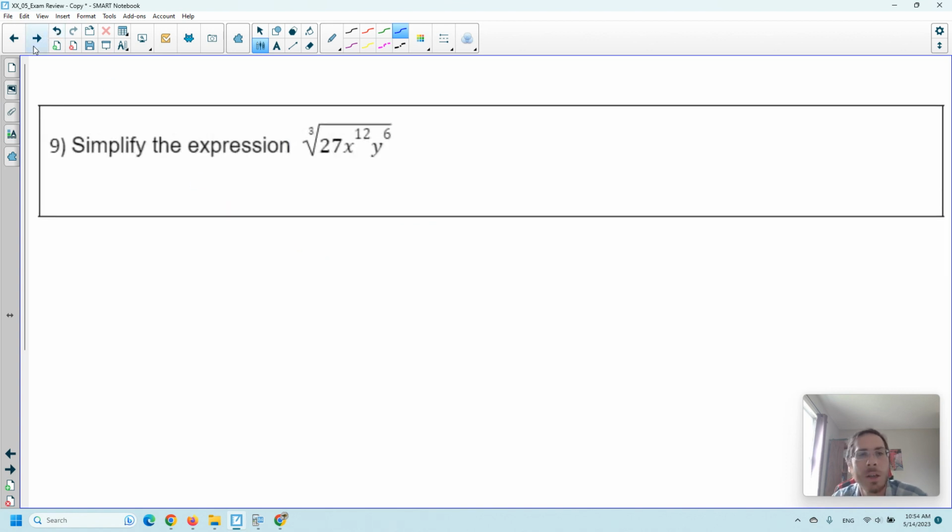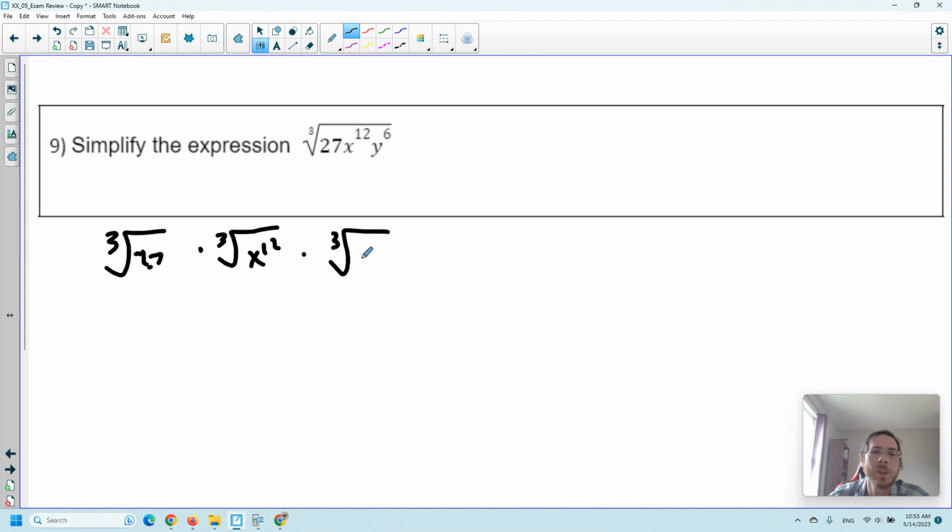So for 9, simplify the expression, cube root of 27 x to the 12th y to the 6th. So the idea here is we want to split it up. Cube root of 27 times cube root of x to the 12th times cube root of y to the 6th. So we see that we have an odd index, so that means there's going to be no plus or minus in this one. So we're just going to do cube root of 27, which is 3.